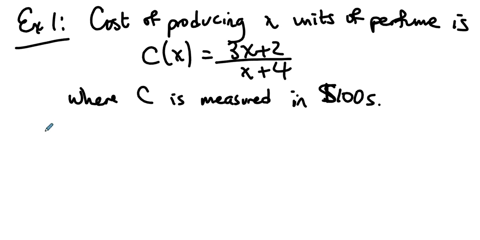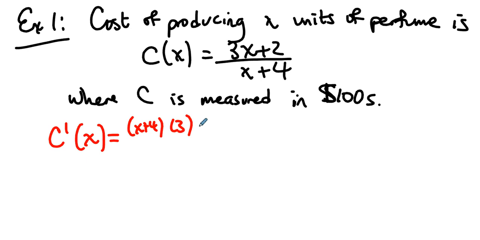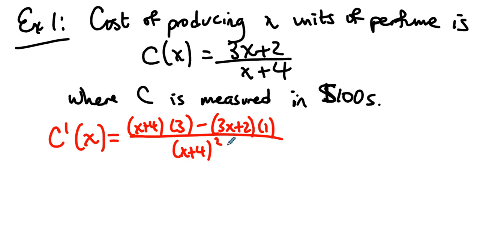So if we were to find, for example, C prime of x, well, that's the bottom times the derivative of the top minus the top times the derivative of the bottom, all over the bottom squared. And that turns out to be, with some pretty impressive algebra, 10 over (x plus 4) squared. Now, this is the marginal cost function.